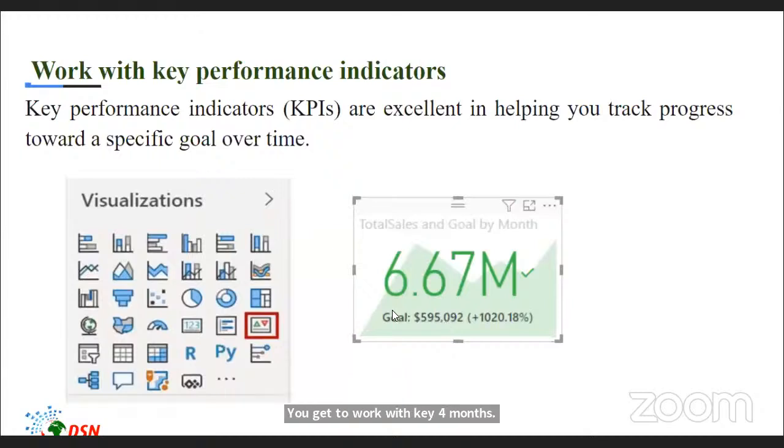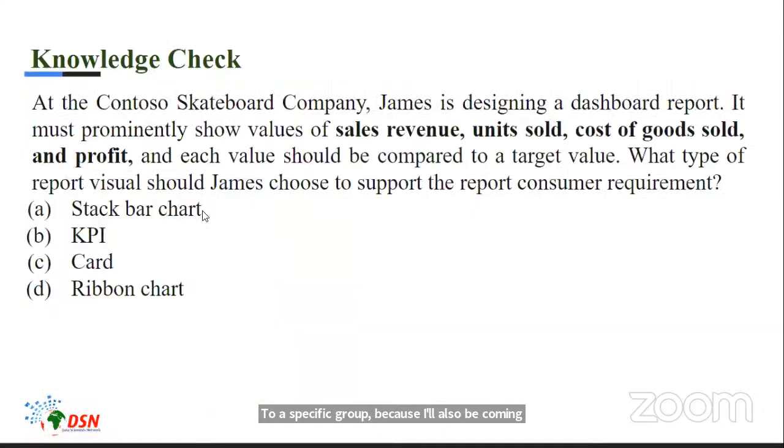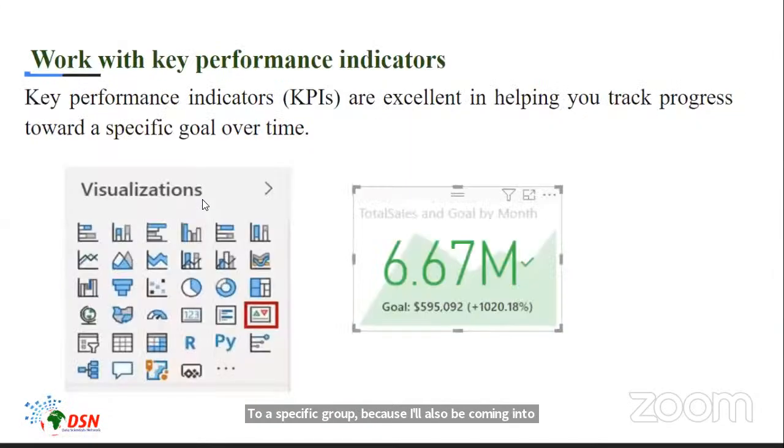To use key performance indicators, you need 3 pieces of information. I said that it helps you track progress toward a specific goal, because I'll also be coming into the question and a lot of people won't get it correct. So moving forward, for you to be able to use a key performance indicator, you need 3 pieces of information.